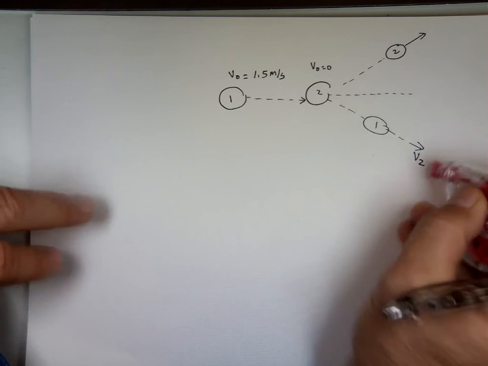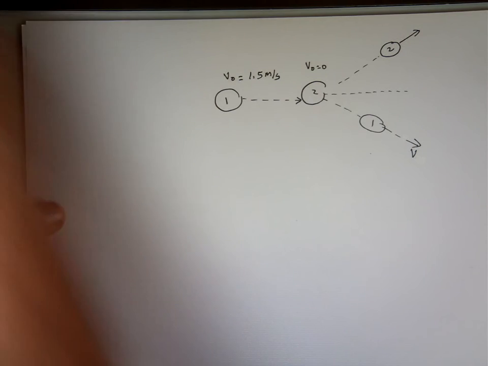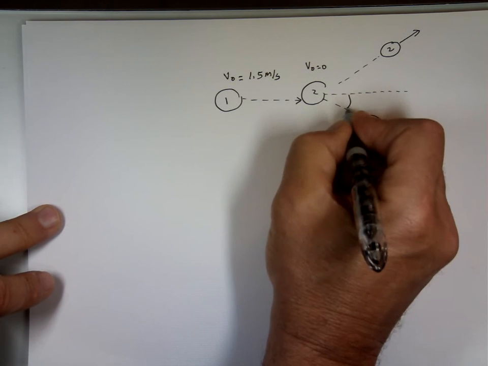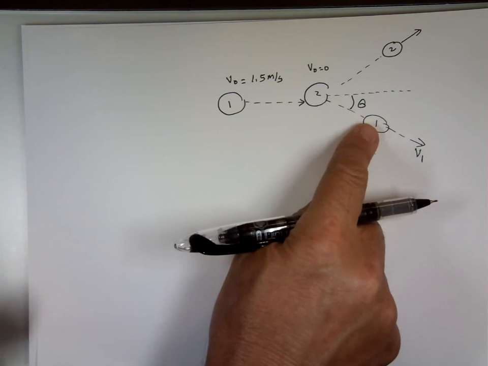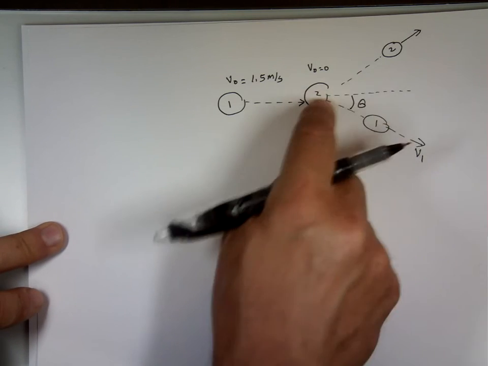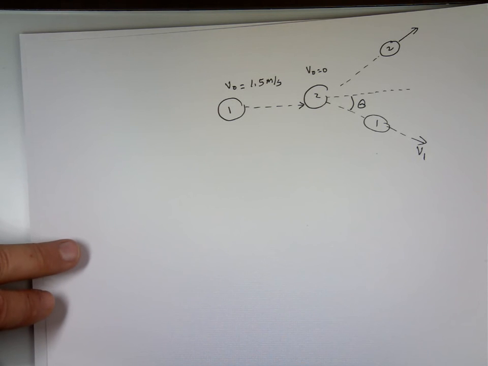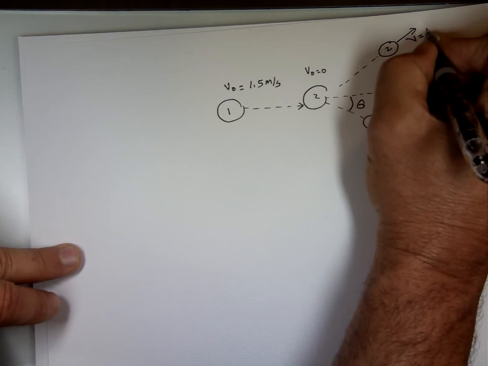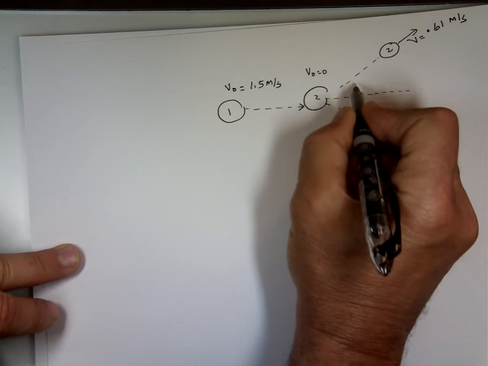So to make sure I don't make you solve 4 equations by 4 unknowns, I'm going to give you some information. This angle theta. I wasn't paying attention to this, but I noticed this one moved in that direction at a speed of 0.61 meters per second. And somehow I measured that angle, and I found that angle to be 66 degrees.